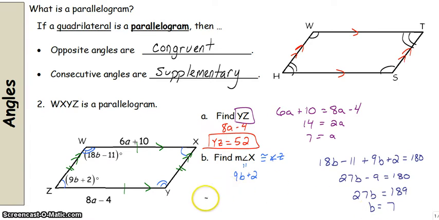To find the measure of angle X, then, I substitute 7 in for b. 9 times 7 is 63, plus 2 is 65. So the measure of angle X is 65 degrees.